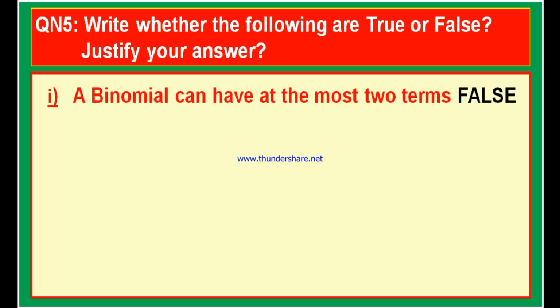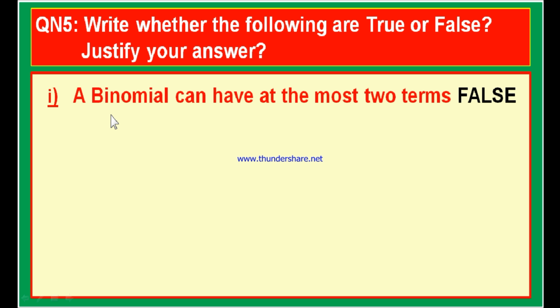We know that a polynomial can be classified into different types with respect to the number of terms in it. Here, if a polynomial contains a single term, it is called a monomial. If a polynomial contains exactly two terms, it is called a binomial. If a polynomial contains exactly three terms, it is called a trinomial, and so on. Here, in this first bit, it is given that a binomial can have at the most two terms. At the most means maximum two terms. Maximum two terms means there may be one term also.